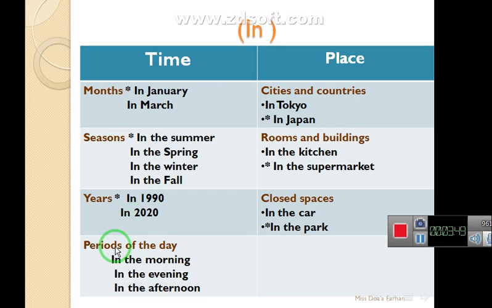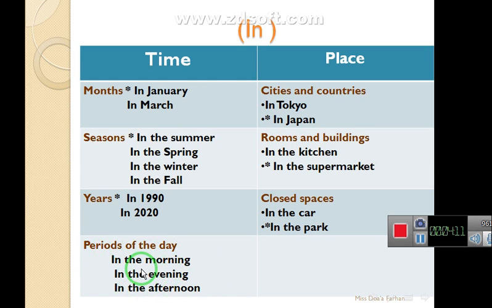The last one, periods of the day, الأوقات المختلفة في اليوم, سواء in the morning الصباح, in the evening المساء, in the afternoon اللي هو وقت الظهيرة, أو بعد الظهر, in the afternoon بعد الظهر. So I have to use the preposition in before these 3 periods of the day.